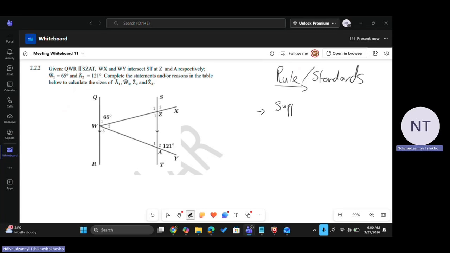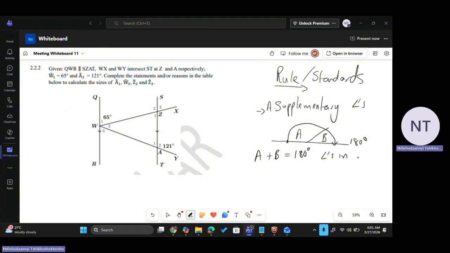So supplementary angles. Let's say this is A. Supplementary angles lie on a straight line, right? Let's say you have A and B. From this point to the other point, it's 180 degrees. So we say A plus B is equal to 180 degrees. Then you need to write your reason. Every time you use supplementary, you can say supplementary angles or angles in a straight line.